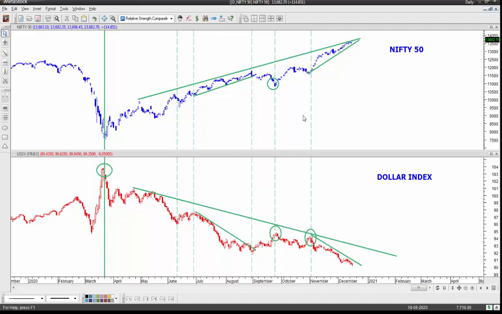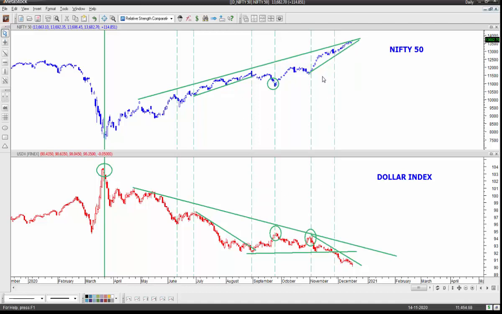So almost all the moves between March and December, you could actually catch the tops and the bottoms by finding reversals on the dollar index, and vice versa. So you would watch for the dollar index to give you the indications. For example, very recently, we all expected a pause on the Nifty when it started touching 12,500, new previous highs, and 13,000. But then we see a breakdown on the dollar index, and suddenly after a little pause, the speed picks up on the Nifty.